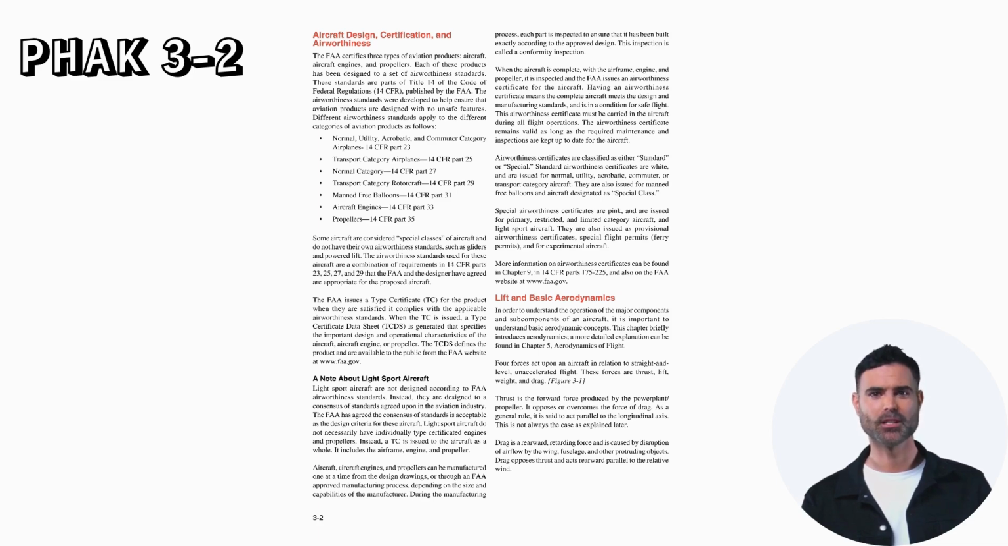The FAA issues a Type Certificate, TC, for the product when they are satisfied it complies with the applicable airworthiness standards. When the TC is issued, a Type Certificate Data Sheet, TCDS, is generated that specifies the important design and operational characteristics of the aircraft, aircraft engine, or propeller. The TCDS defines the product and is available to the public from the FAA website at www.faa.gov.